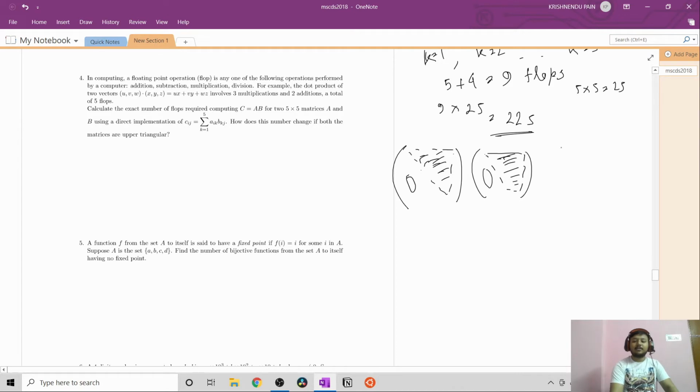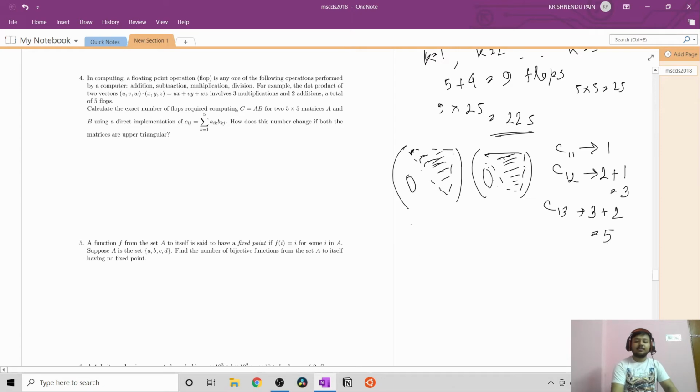Now to calculate C11, that means the first element, we just have to multiply this point and this point, because there is 0 for the other points. So for C11 we have to calculate just one multiplication, so there is one flop. For C12 there are two multiplications and one addition, so total 3 flops. Similarly C13 has 3 multiplications and 2 additions, total 5 flops.